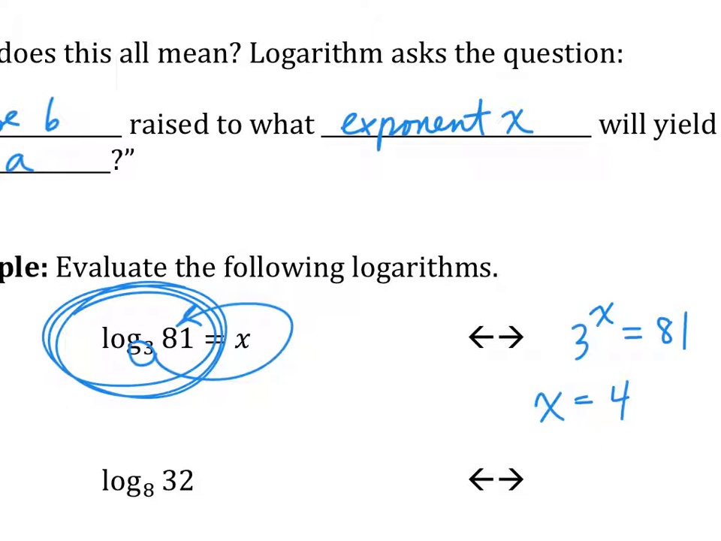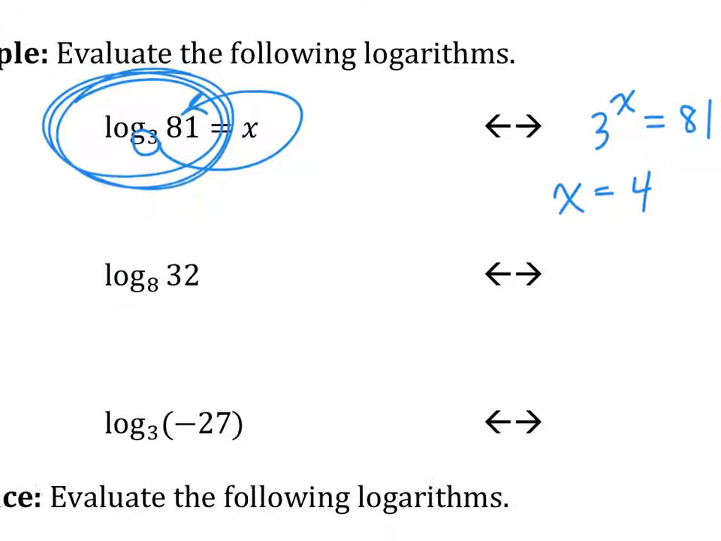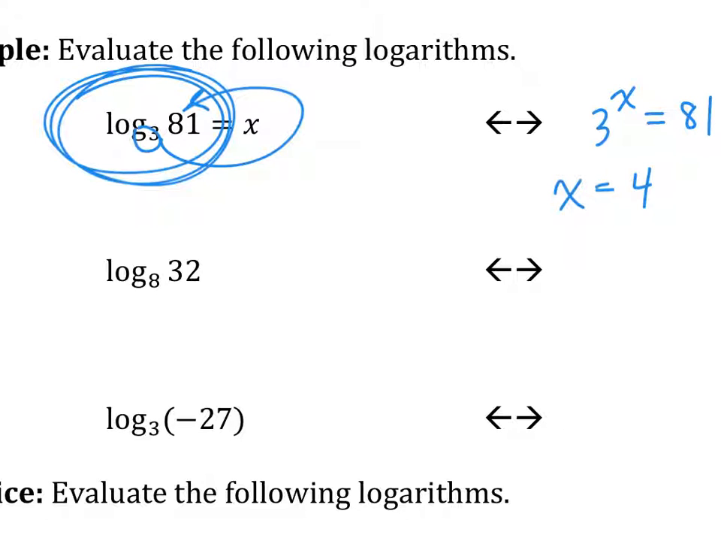Yes. All right, next one. Log base 8 of 32. It doesn't even have an x because it's implied on the other side there's an x. So what kind of question is this asking? 8 to the something is 32. What's x?